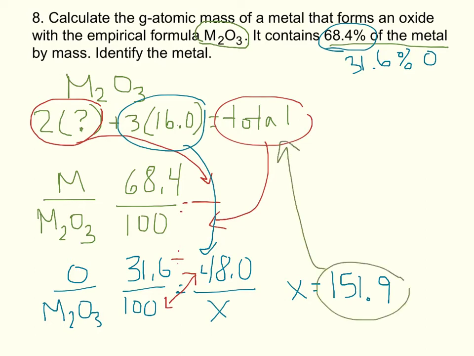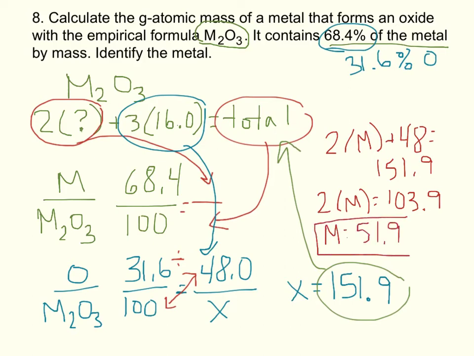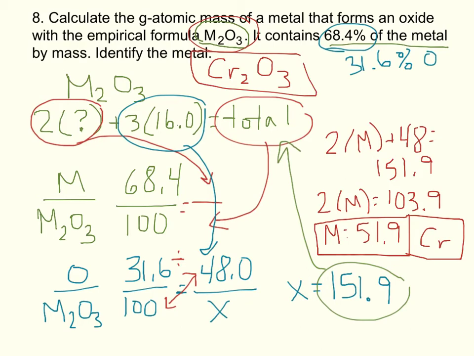So now all I need to do is figure out what M is. I've got 2 times M plus 48 equals 151.9. So that's 2M equals 103.9. And M equals 51.9, which happens to be the same as the molar mass of chromium. So my metal is chromium, and this M2O3 up here really is Cr2O3. Now there's several different ways to work that problem as we did in class, but this one in my head seems to make the most sense.